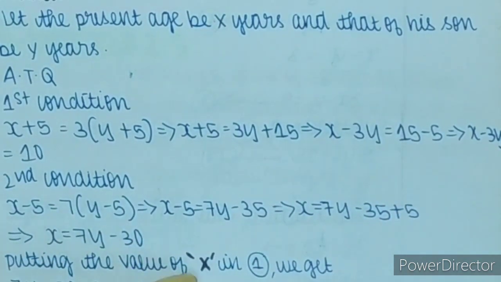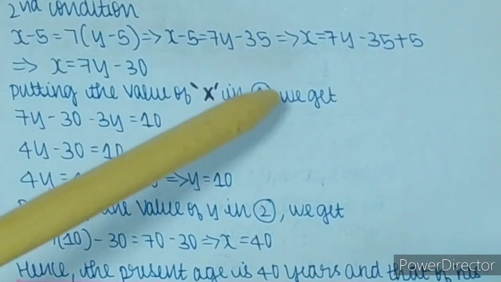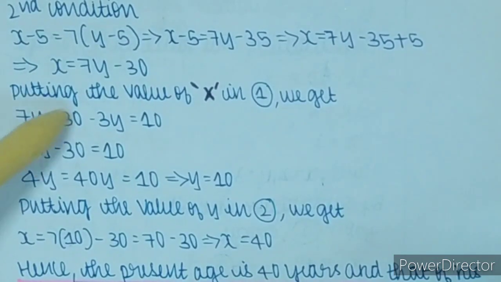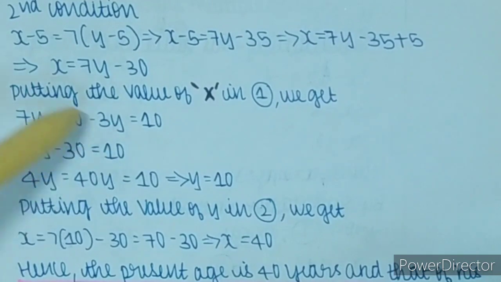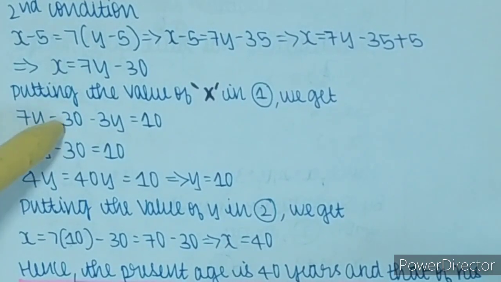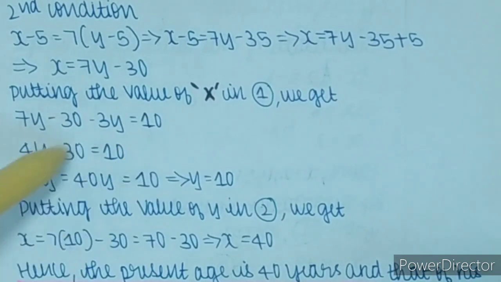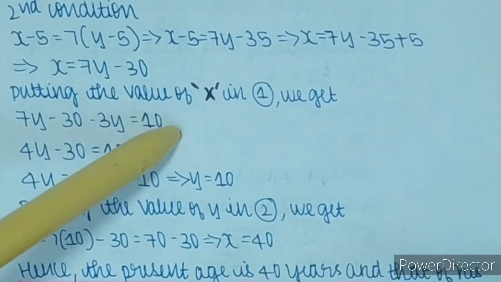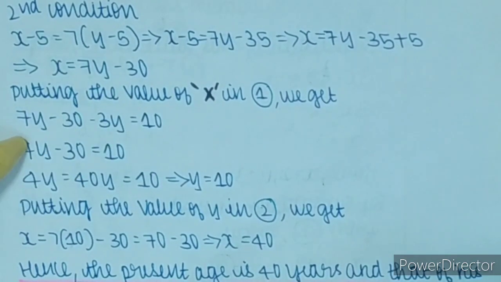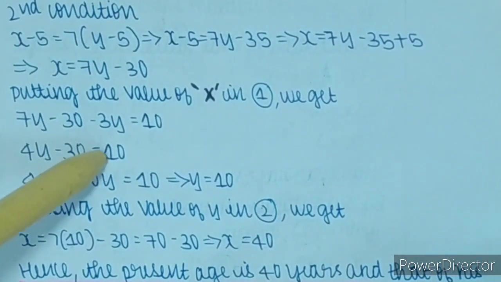Now putting this value of x in the first equation. Here it is the first equation, I have missed to put it as the first equation, sorry. We get 7y minus 30 minus 3y is equal to 10. Here 7y minus 3y is equal to 4y, keeping this minus 30 together with this side itself, is equal to 10.